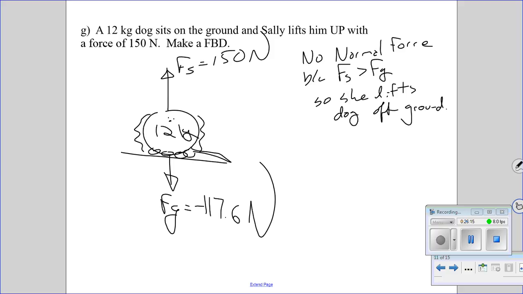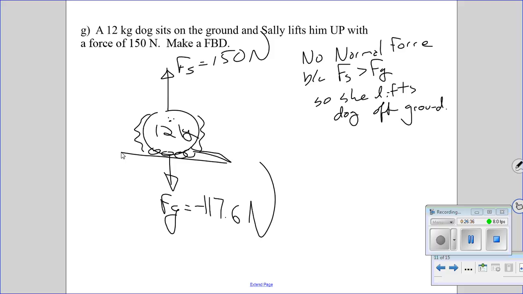All right, so this is the first time this has happened. Every one of the problems we've done so far, you've thought about it and gone, oh, it's not moving, so the acceleration is 0. Oh, that means the net force is 0. Oh, we can find our missing force. This time, there are no missing forces.